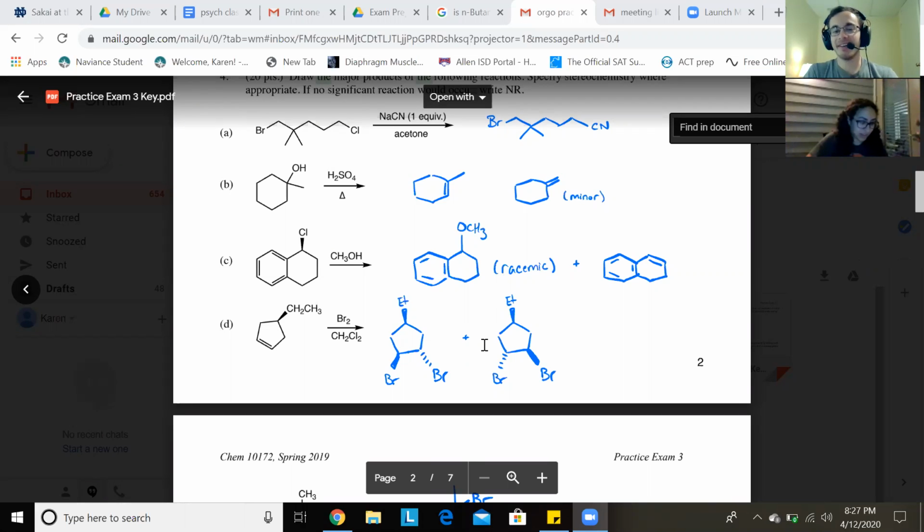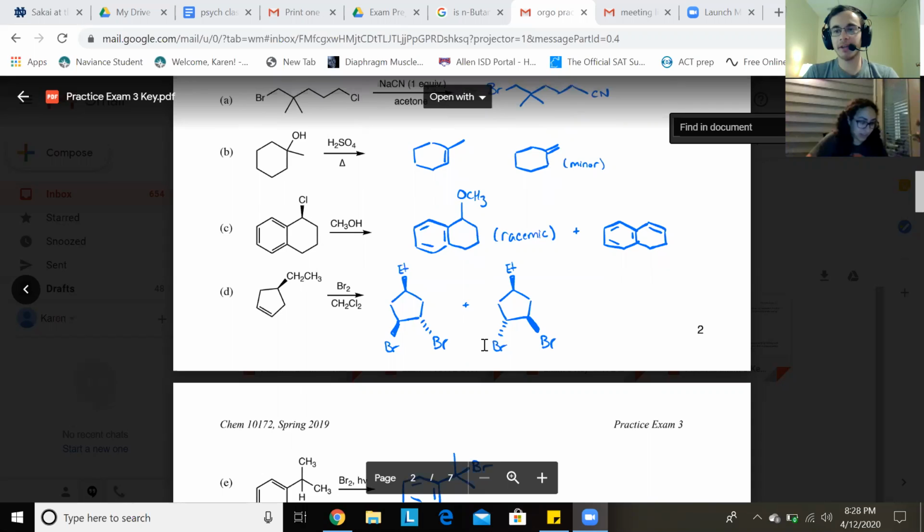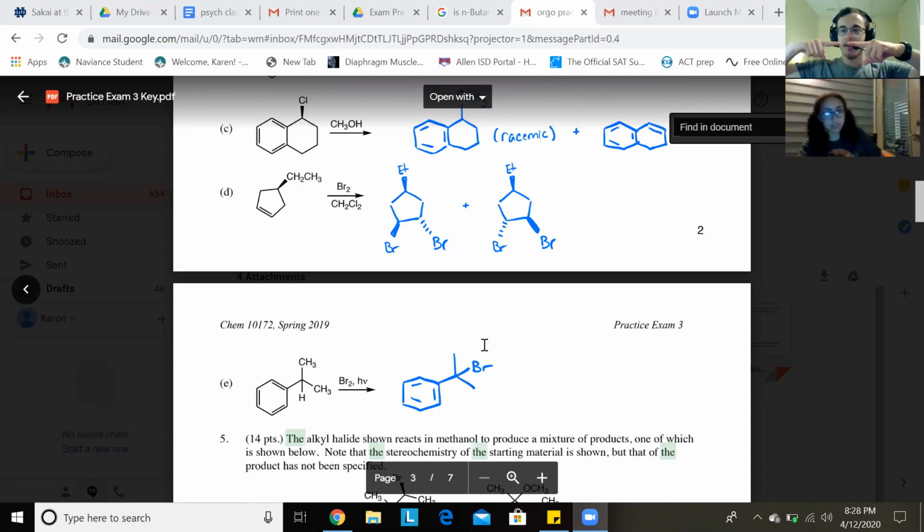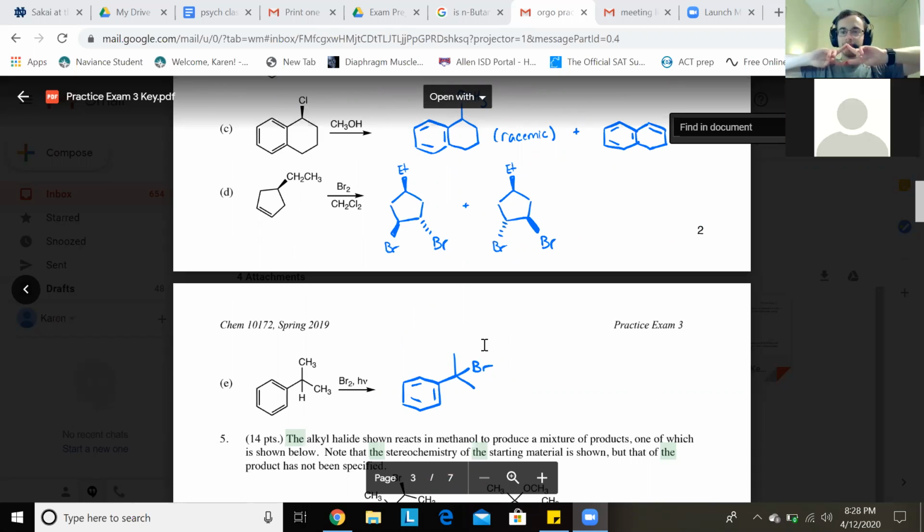But yeah, that's exactly it. The Br2 addition is anti because when you have the bromonium bridge as an intermediate, you can have the Br come in from the bottom. You've got the Br coming from the bottom, right? But to get through the top, you have to cut through that bridge. Can't do that. That makes sense.